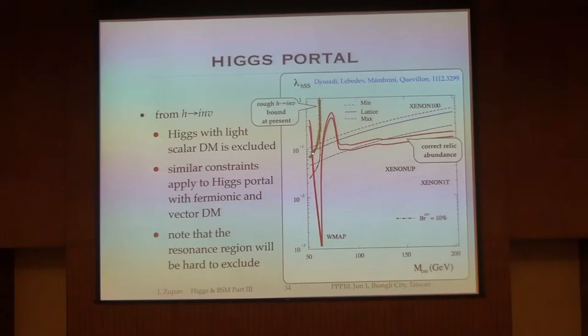So, in other words, the Higgs portal with light scalar dark matter is excluded. The same thing for the fermionic and vector dark matter.